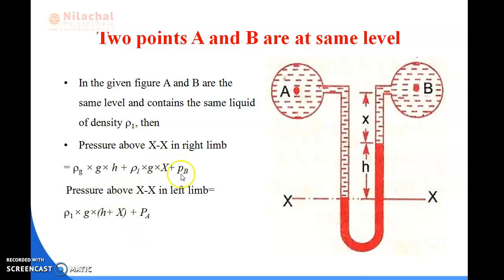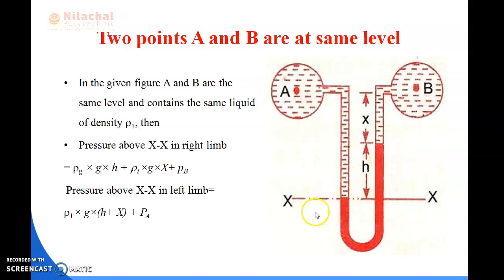Now you are going to the second case. Points A and B are at the same level. In the given figure, A and B are at the same level and contain the same liquid, that is rho 1. So first you will calculate the pressure above the bottom line in the right limb.